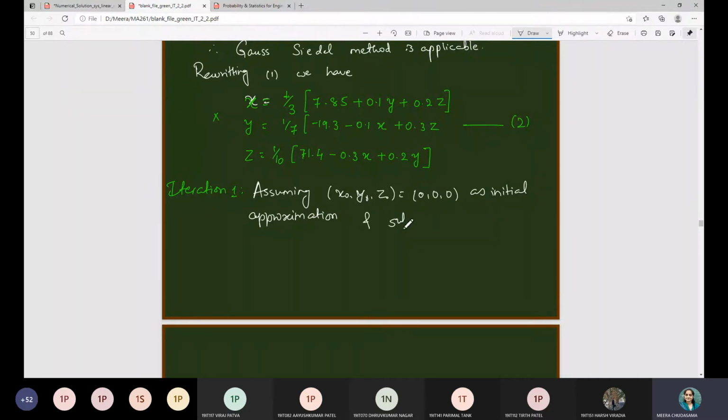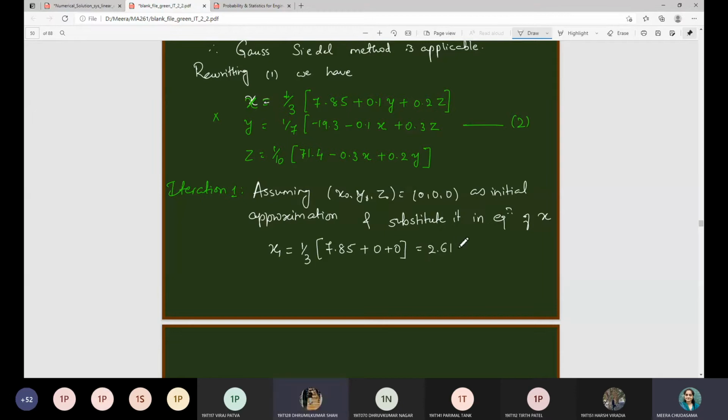and substitute it in the equation of x. We do not have to substitute it in the whole system. Previously, in the Gauss-Jacobi method, we substituted it in all of them, but right now we have to just substitute it in the equation of x. So the new approximation x1 will be what? It is 1 upon 3 times 7.85 plus 0 plus 0. So what is 7.85 upon 3?